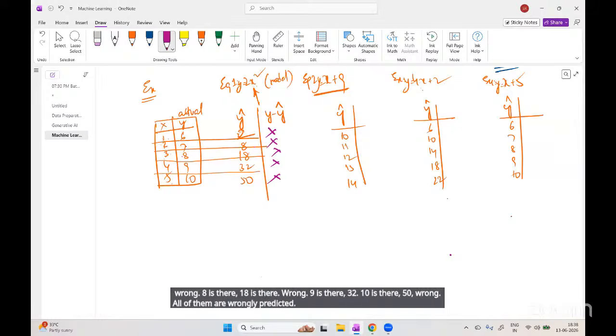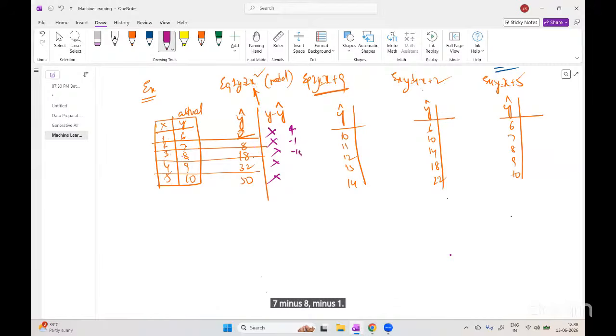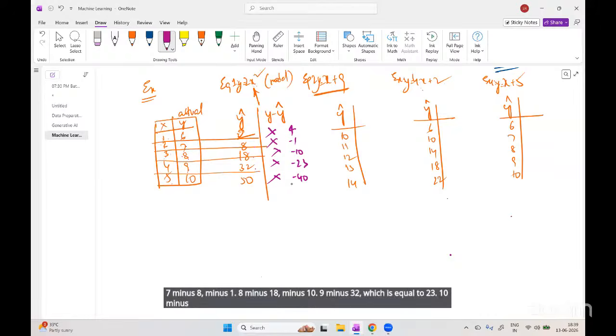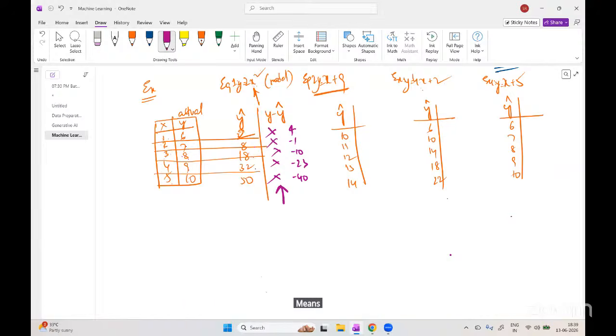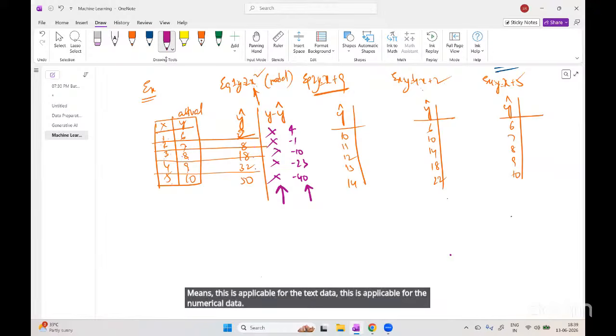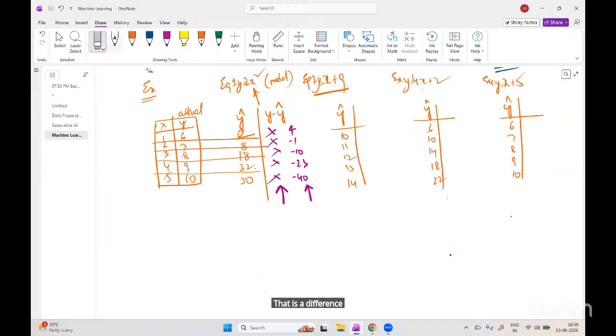Should we do like this, or 6 minus 2, 4. 7 minus 8, minus 1. 8 minus 18, minus 10. 9 minus 32, which is minus 23. 10 minus 50, which is minus 40. Should we calculate like this, or should we say like this? This is applicable for text data, and this is applicable for numerical data. That is the difference.